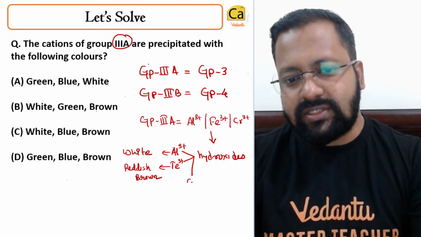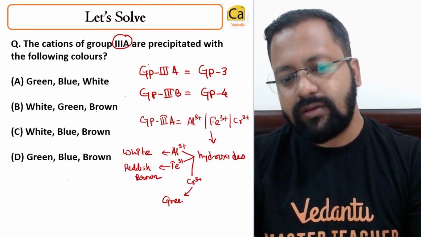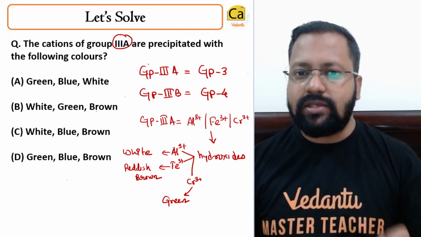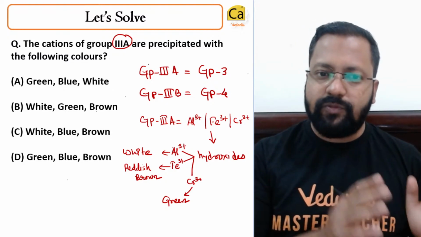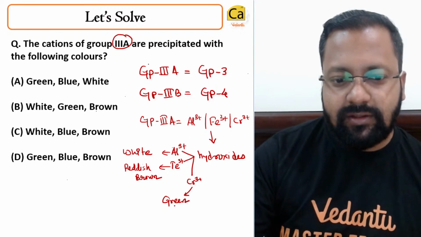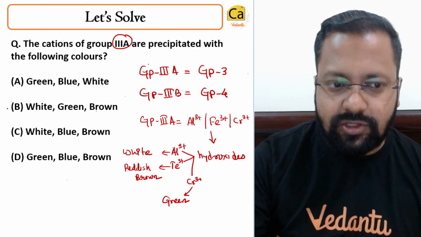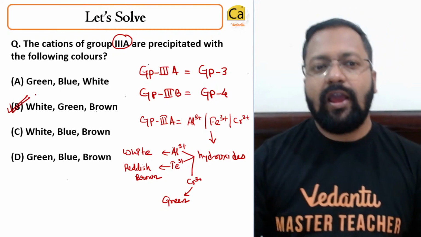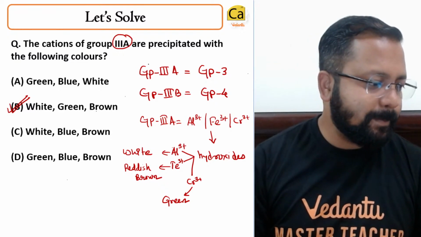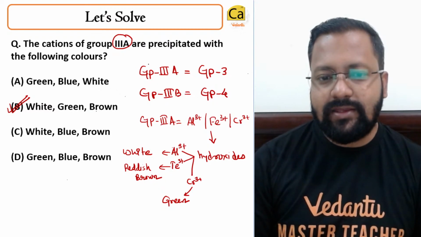And Cr3+ appears as green. So there are only 3 colors of hydroxides that we observe for group 3A: white, green and brown. White, green, brown. The right answer should be B. Everything else is incorrect.